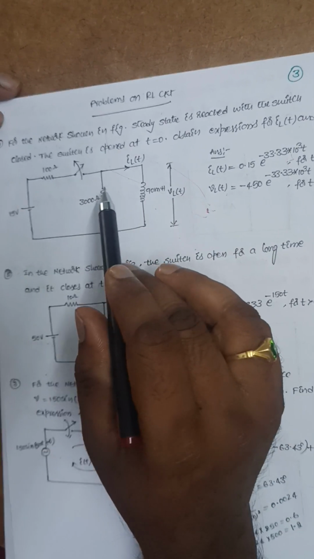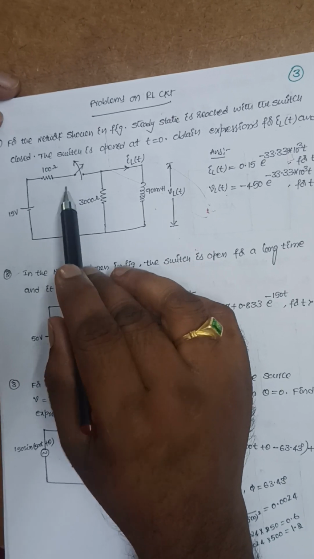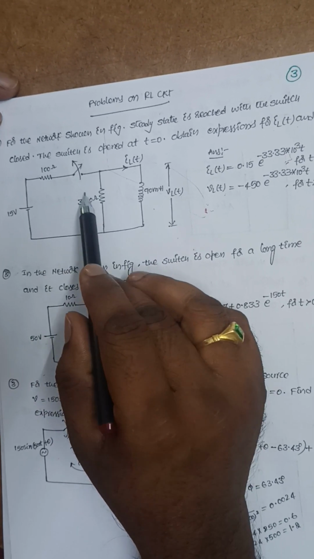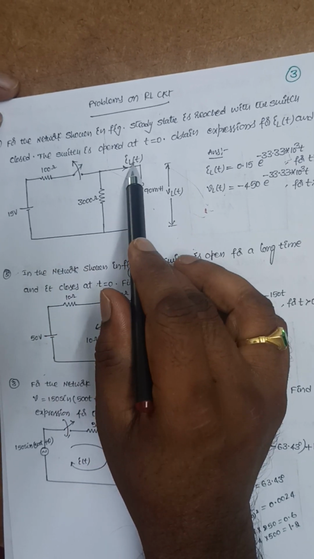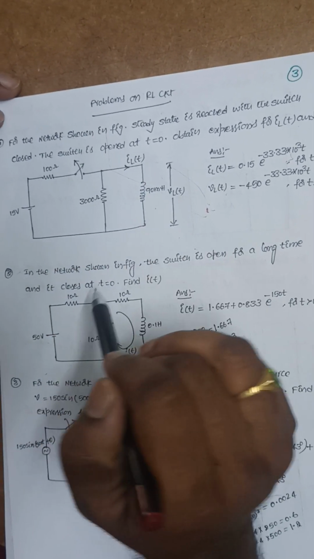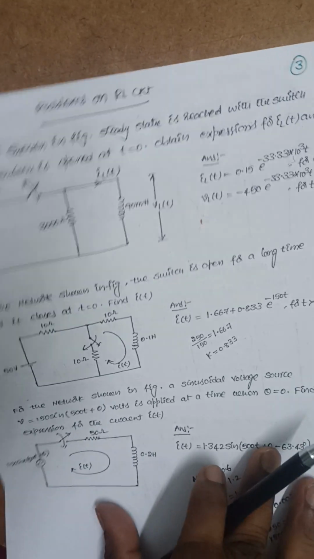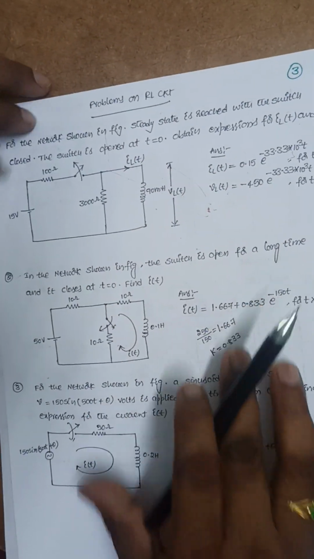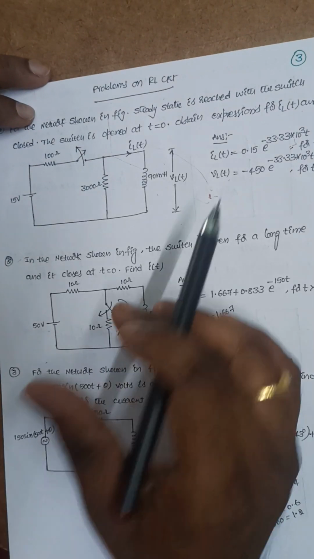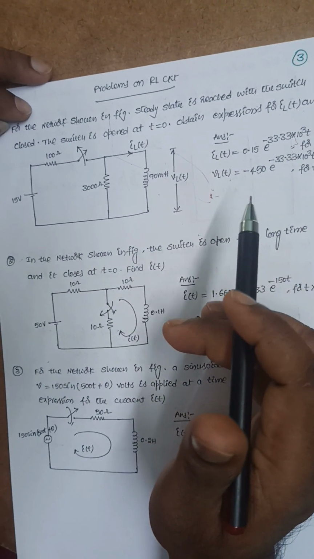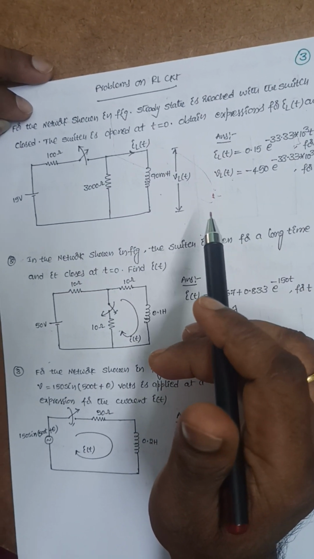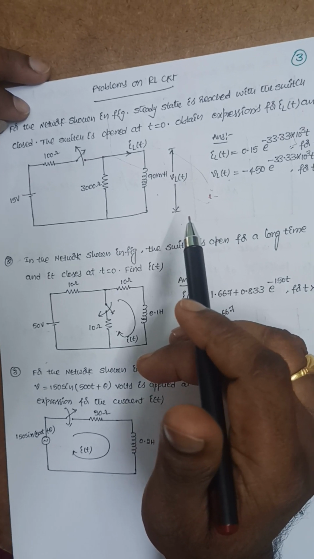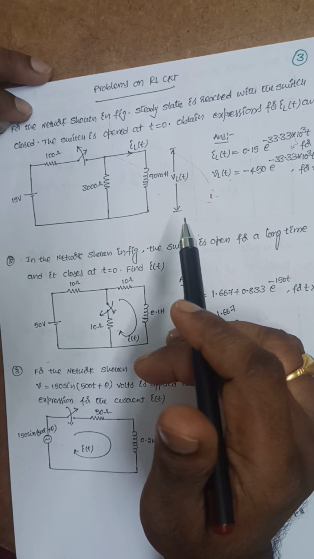This is the network. In this network, initially the switch is closed, that is from minus infinity to 0. At t is equal to 0, the switch is open. Now we need to find this IL of t and VL of t expressions. So to solve this type of problems, what we need to do here is, first we need to draw the circuit at t is equal to 0 minus, so that we can find the values of IL of 0 minus, or if there is a capacitance, we can find the value of VC of 0 minus.